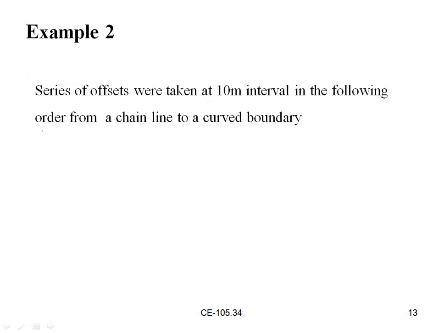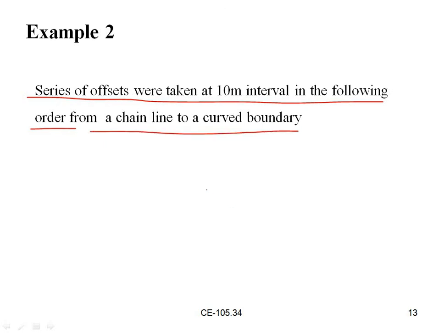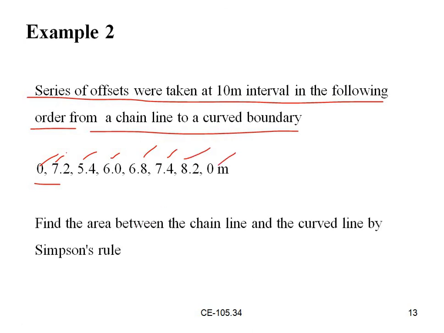And example number 2: if a series of offsets were taken at 10 meters interval in the following order from a chain line to a curved boundary, that is 0, 7.2, 5.4, 6.0, 6.8, 7.4, 8.2, 0 meters. Find the area between the chain line and the curved line by Simpson's rule. The number of ordinates is 8, even.